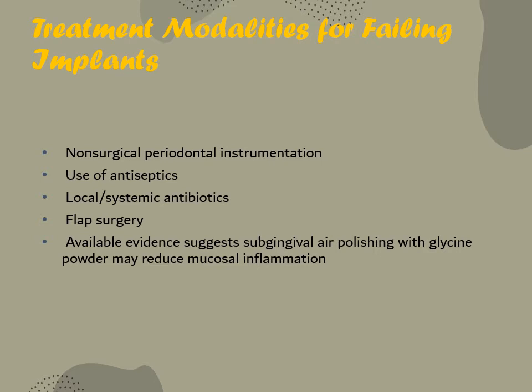Anyway, treatment modalities for failing implants. So non-surgical periodontal instrumentation is the first step always, just like with normal teeth. When we see some of those signs and symptoms of disease, we want to intervene in the least invasive way. So non-surgical periodontal instrumentation or scaling, right? Then the use of antiseptics.